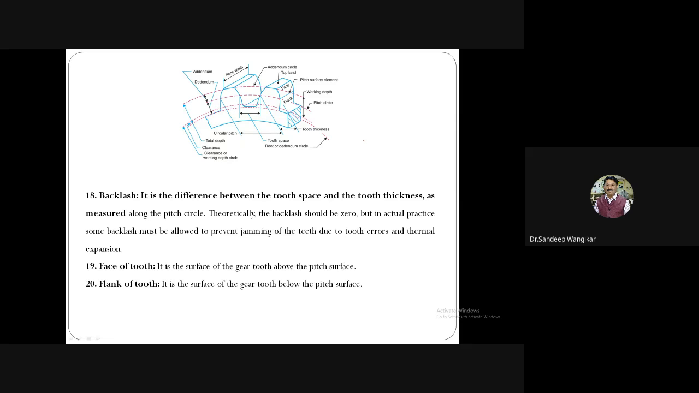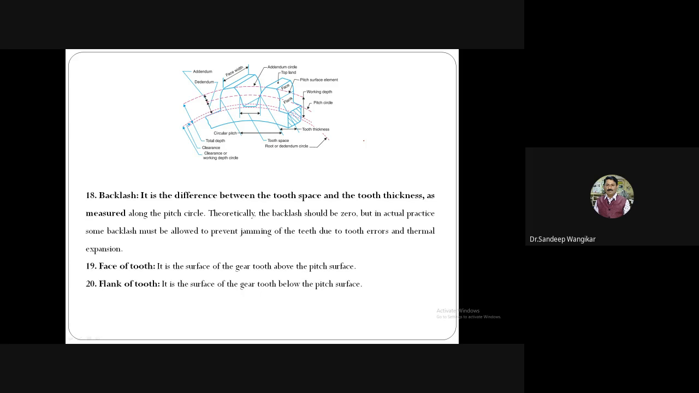In order to tackle such thermal expansion issues, backlash is provided depending upon material, depending upon expansion properties, thermal coefficient, and depending upon the application where it is utilized, where the gear is mounted.